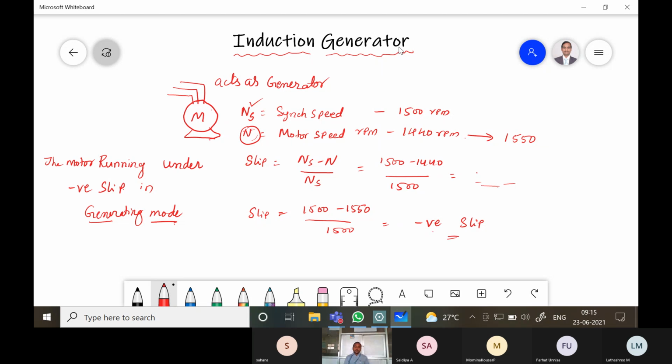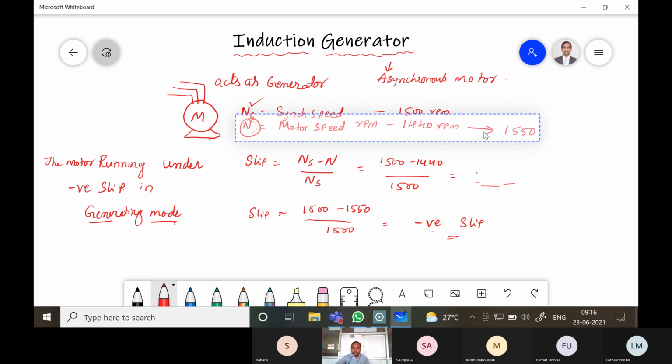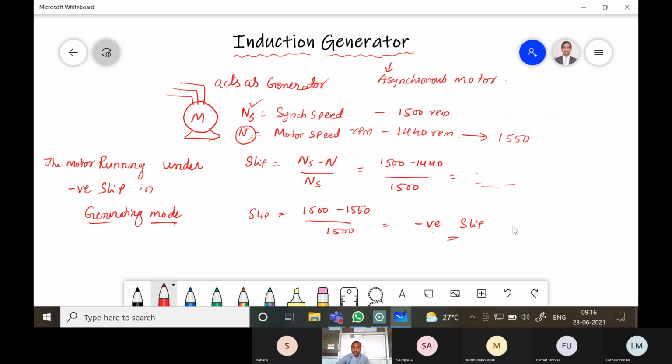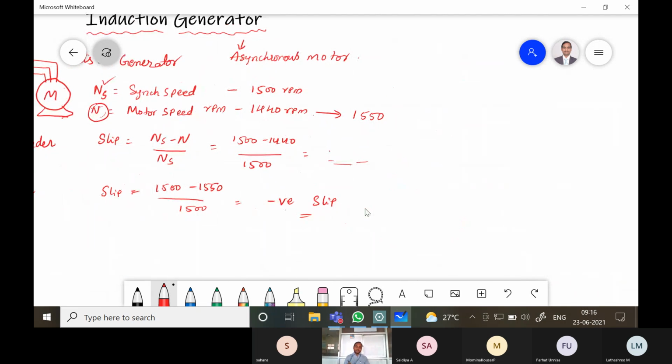Generally the induction motor is called an asynchronous motor. So it's asynchronous in nature, and it is commonly used in windmills. So what are the applications of the induction generator? It can be used in wind energy conversion systems. That is called the windmill.